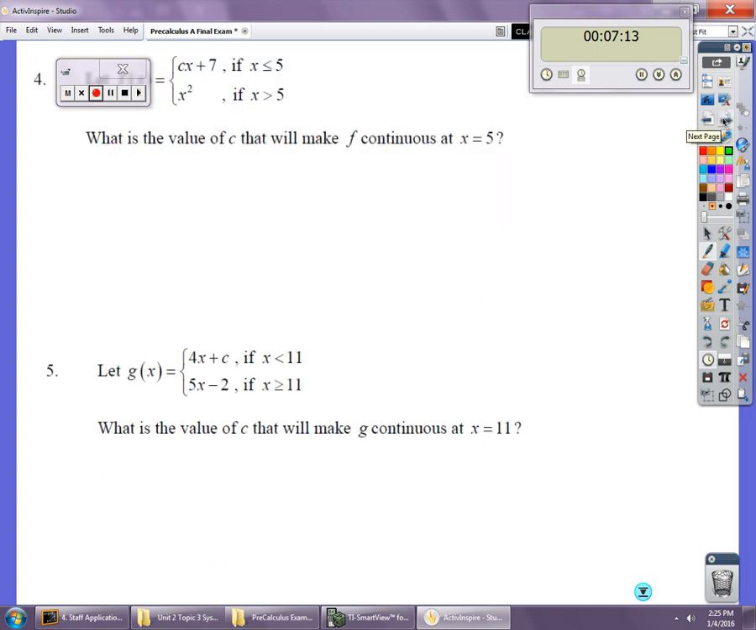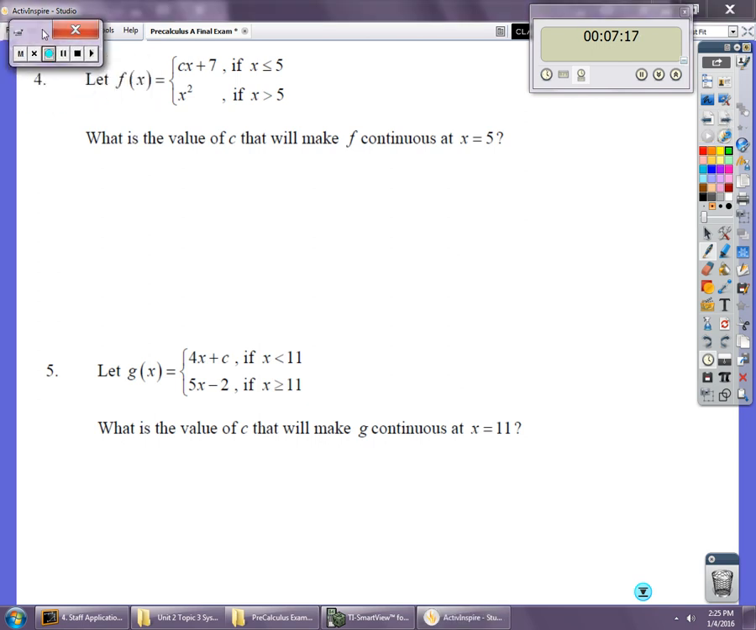All right, so in number 4, we're given a function, actually we're given 2 functions. Well, one function that's a combined function. And it says, what is the value of c that will make this function continuous when x is 5?